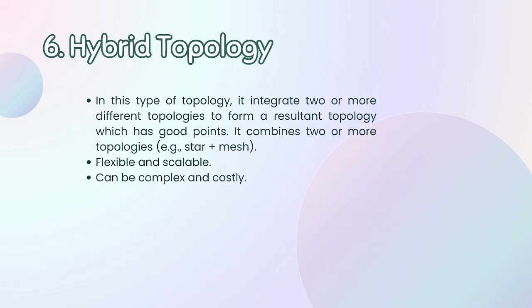Number 6, hybrid topology. In this type of topology, it integrates two or more different topologies to form a resultant topology, which has good points of each. It combines two or more topologies. Example, star plus mesh topology. Hybrid topology is flexible and scalable. It can be complex and costly.